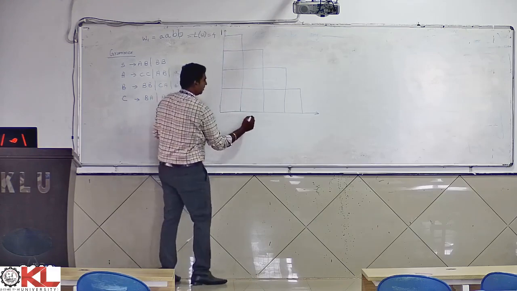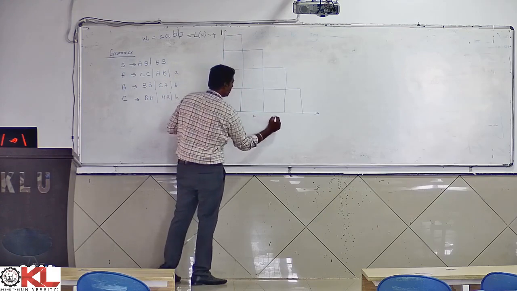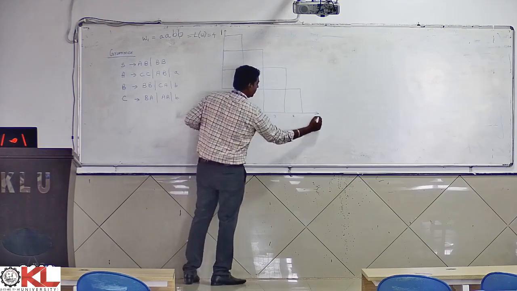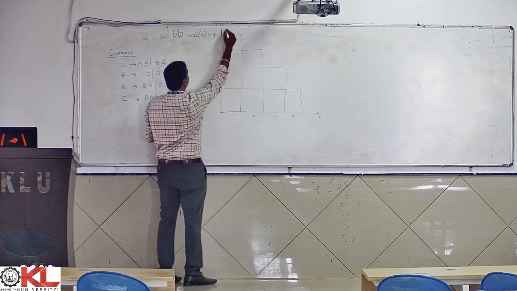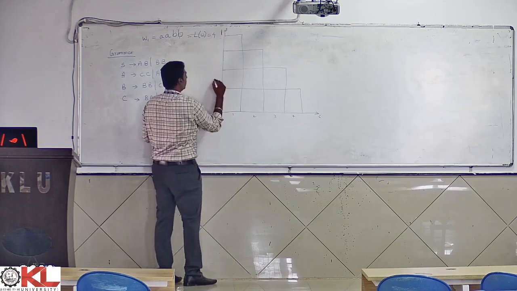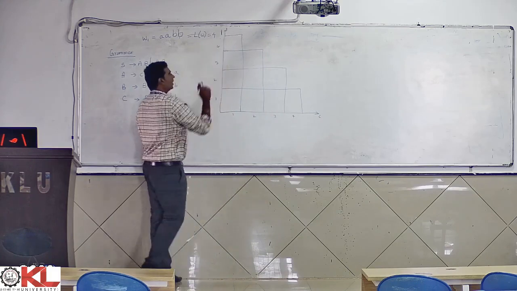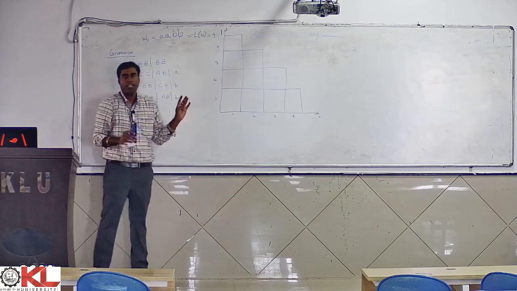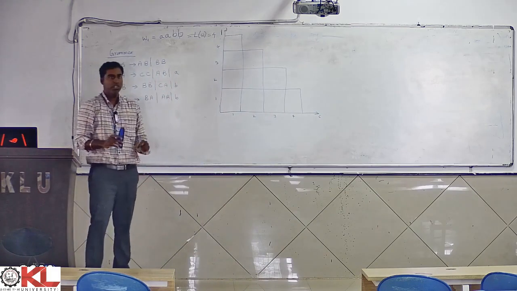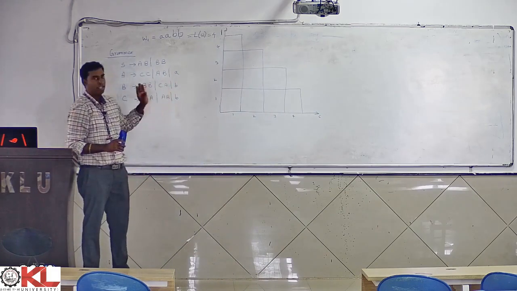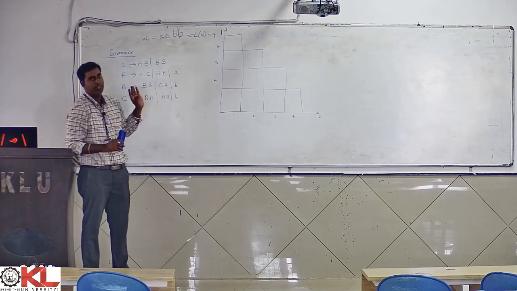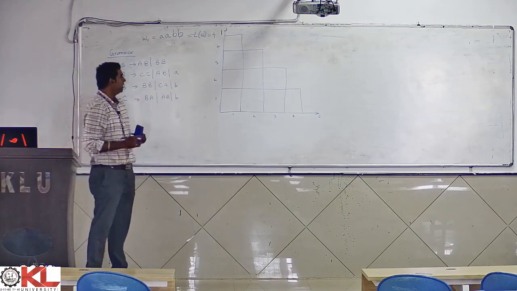Okay. See here, x-axis 1, 2, 3, 4. Similarly, y-axis also 1, 2, 3, 4. So first step, I have drawn the 4 cross 4 triangular matrix or triangular table. Okay. What next am I going to do?